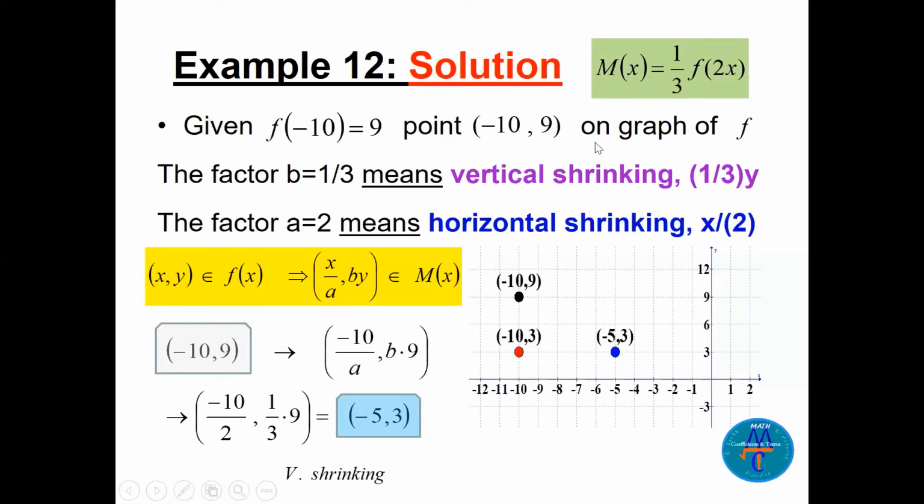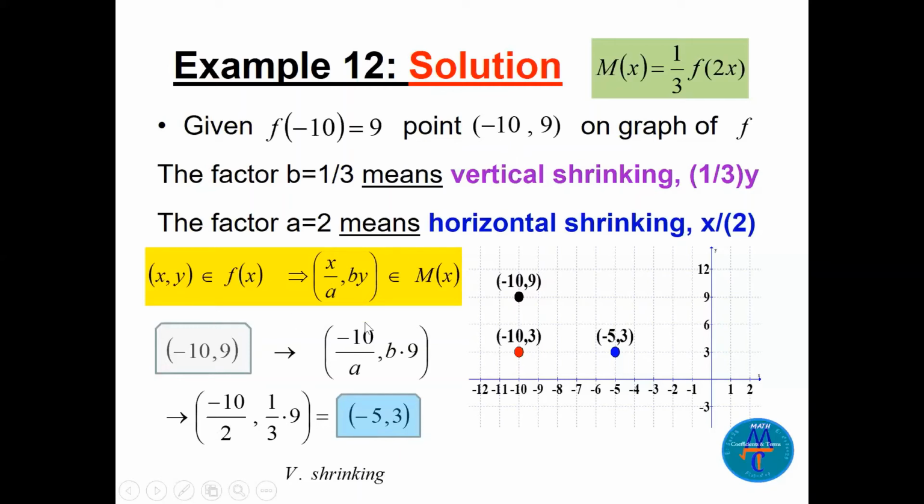Now, there is a factor for 2x here, a is equal to 2. This is horizontal shrinking because x will be divided by 2. So x will be divided by 2, -10 divided by 2 becomes -5. So -5 and 3. That's the point on the function m after we make all the transformations of this point (-10, 9).